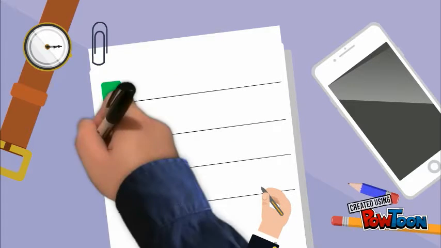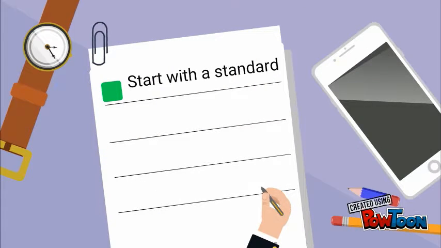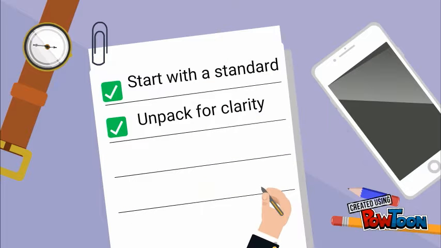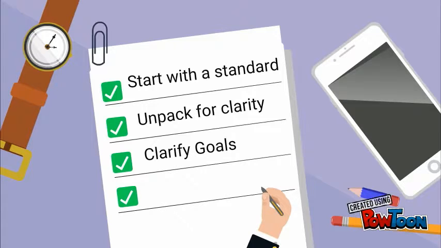When planning a unit, you need to start with a standard towards which you are working. It gives focus and direction. Next, you need to make sure to unpack that standard. What's the standard really asking? What are your goals and objectives? What direction will you take the learning? Once you have your standard clear, you can begin your backwards design process.